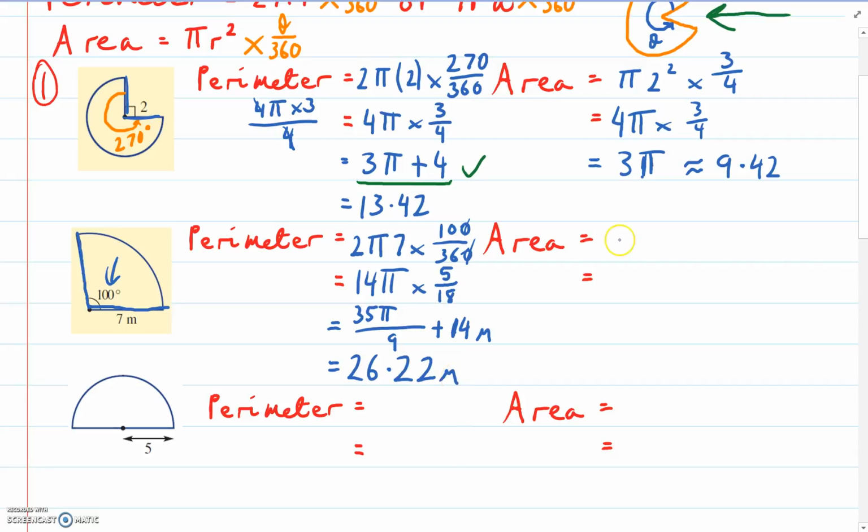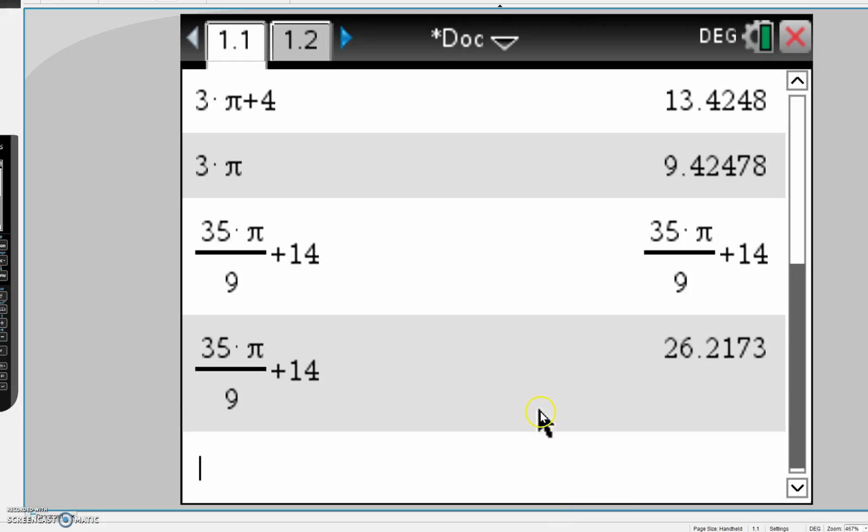meters. Area, same kind of thing, pi 7 squared times 100 over 360. And just use your calculator for these ones. If it's quadrants or if it's a quarter or a half of a circle, you might need to do it as an exact value, but usually for these you'll have a calculator to type in. Oops, it should be 49 pi.